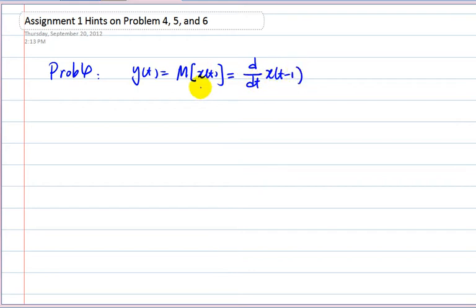Okay, so given the input x of t, the corresponding output produced is d over dt of x of t minus t1, right? And I want you to check linearity and time invariance. So I'm going to just do the time invariance here to see what happens. Now, what I want you to do here, you need to follow a certain kind of format.